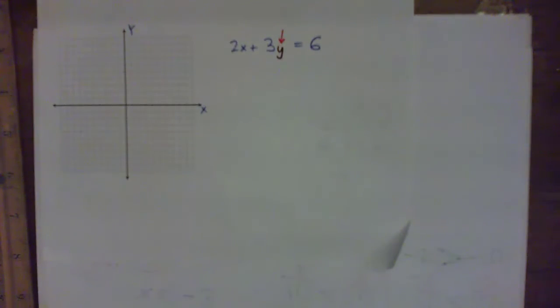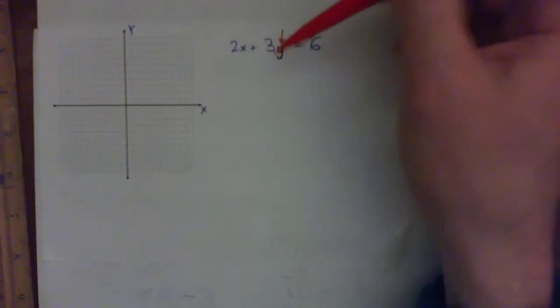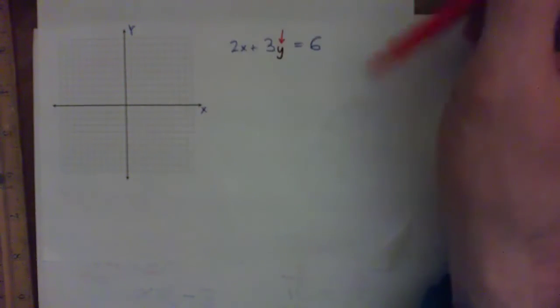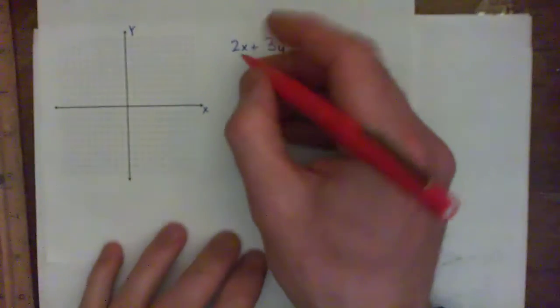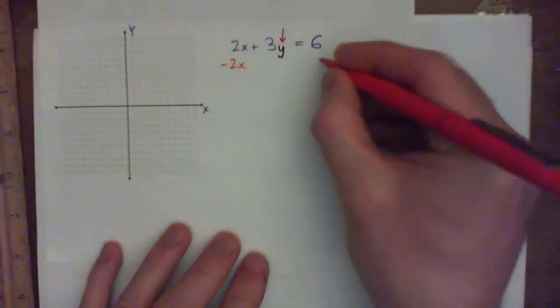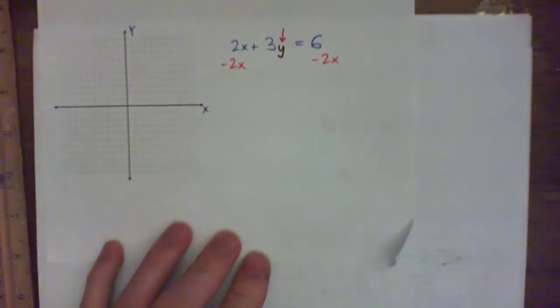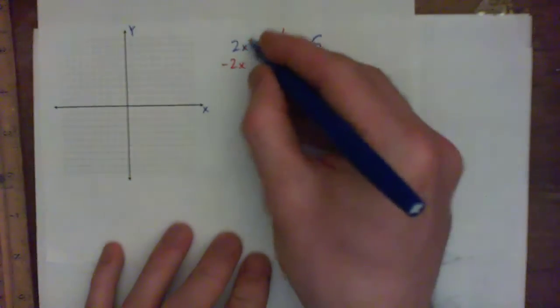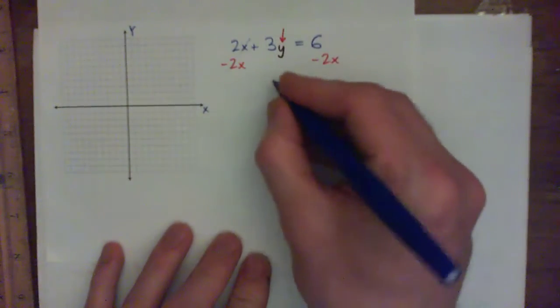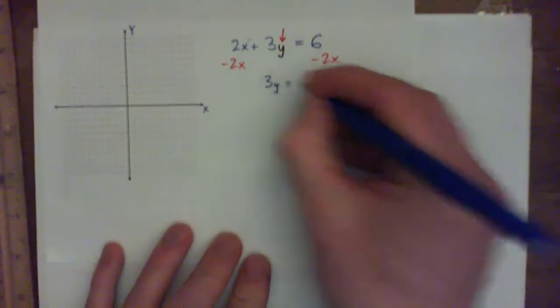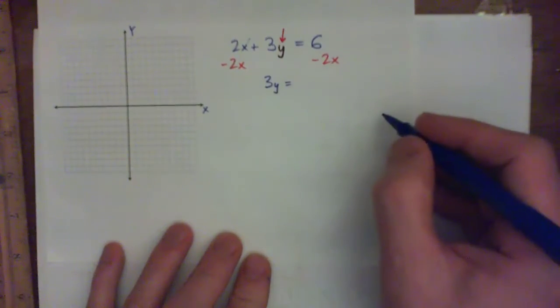So what do we do first? Do we get rid of the 2x or do we get rid of the 3? What do we do first? 2x. Right. So to get rid of the 2x, should we subtract it? Right? Because 2x minus 2x is 0. And now we have a positive 3y equals 6 minus 2x.